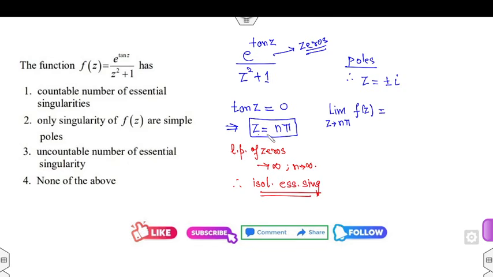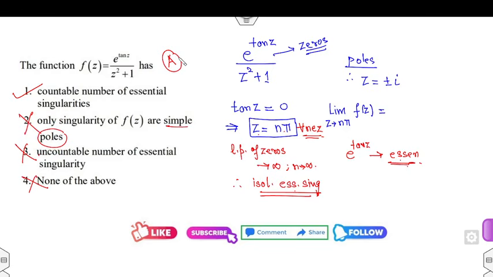Once z equal to z naught is an essential singularity, then e raised to the power of tan z also has an essential singularity. Now this is for all n belonging to Z. So what is Z? It is countable; uncountable is cancelled. The singularities are not simple poles, they are essential singularities. So the right option is only A.